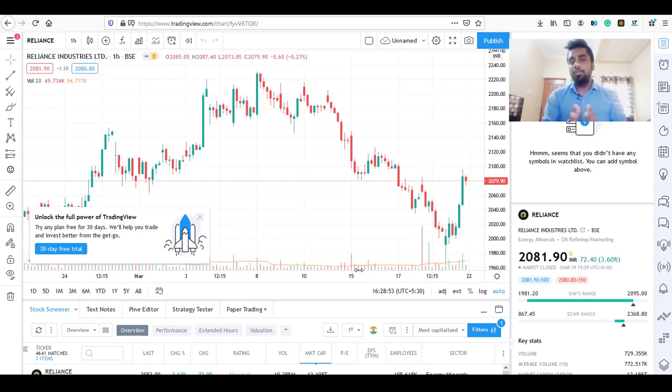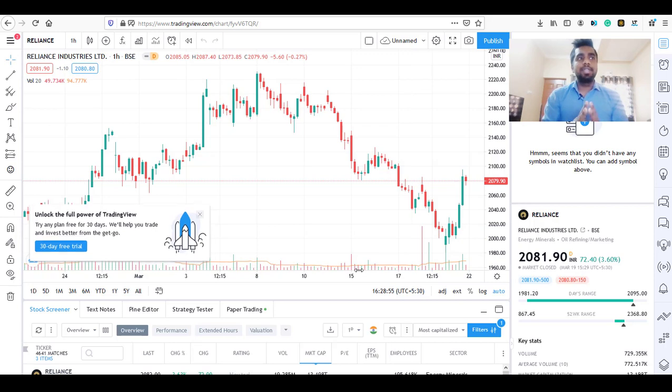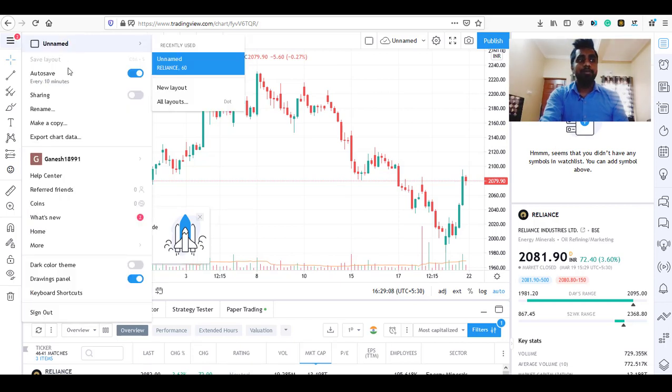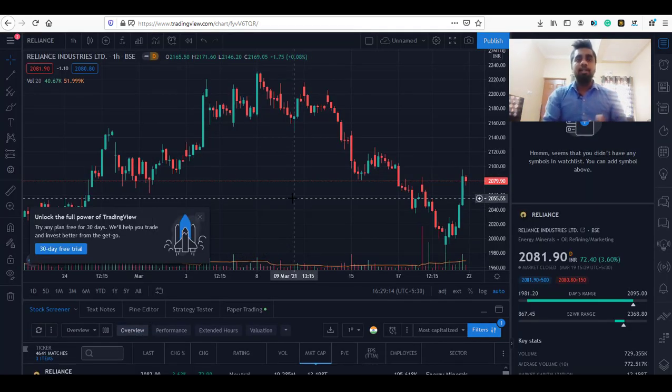Before we learn how to pick a stock, first we need to change the theme here, because right now the screen is very bright, right? It's a white color. Most traders prefer black. Myself, I also prefer a dark theme. To change the theme, I'm going to click here where it shows three horizontal lines. I'm going to select dark theme. You can see there is a button next to dark theme. Click here and our theme changes to dark, and dark always looks better for technical analysis.